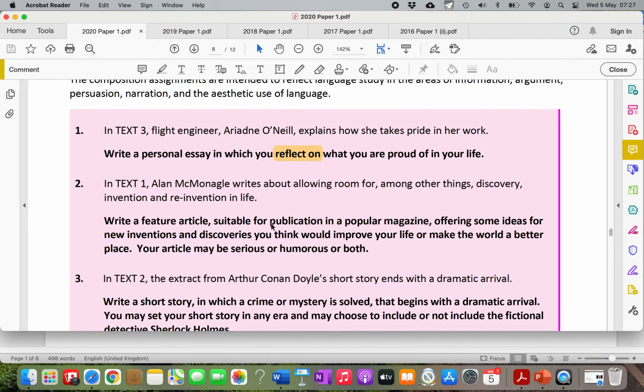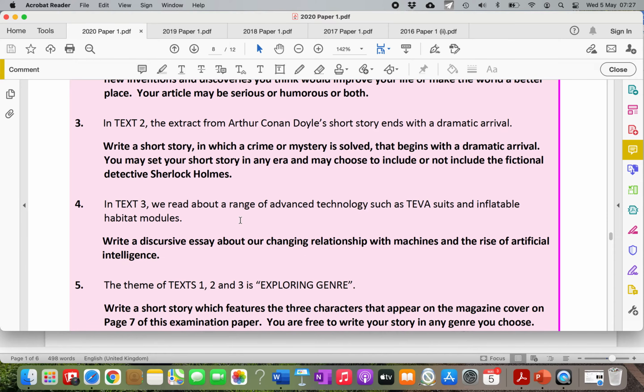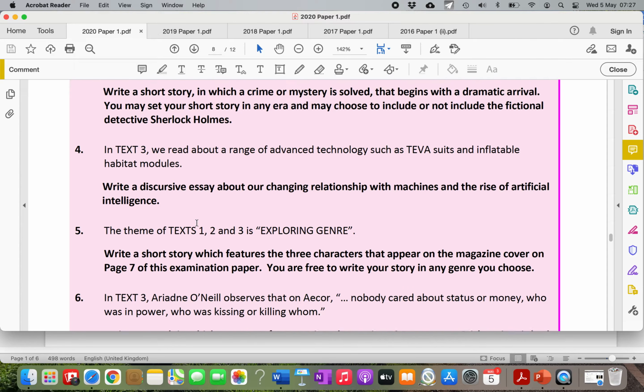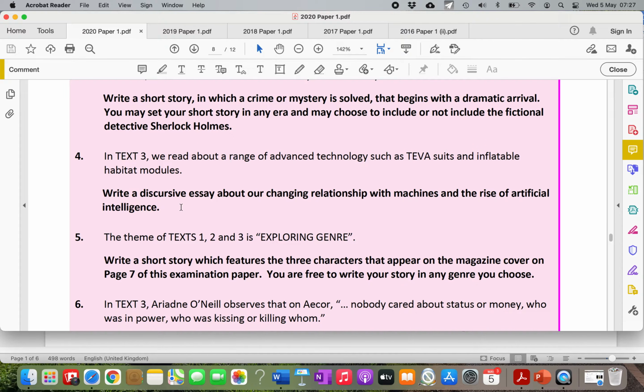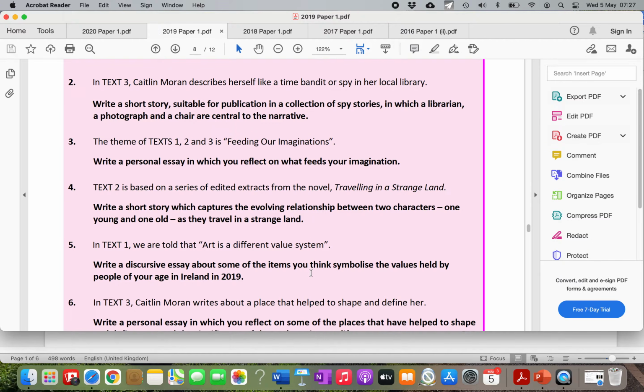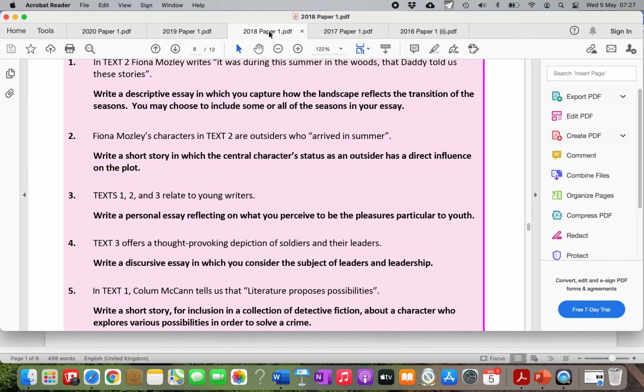So we know about personal essays, we know about short stories, we know about speeches, but the discursive essay comes up a lot as well, okay? So here's 2020, write a discursive essay about our changing relationship with machines and the rise of artificial intelligence. Here's 2019, write a discursive essay about some of the items you think symbolise the values held by people of your age in Ireland in 2019. That was a tough old question, that one.